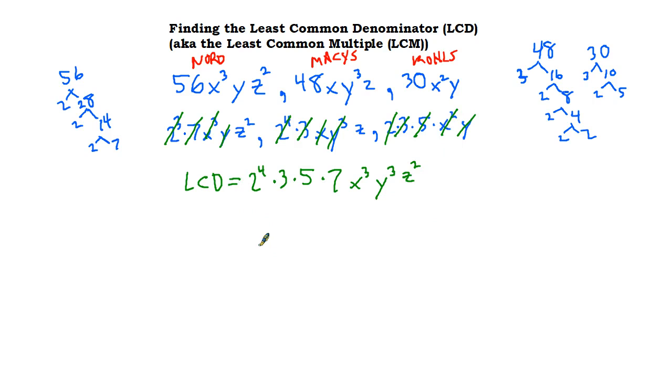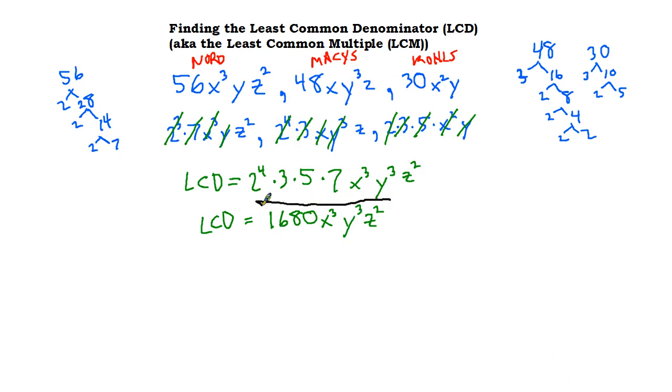We've got everything we need for our LCD. The only thing is we'll simplify by multiplying those numbers together. Okay, and so when we multiply them all together, we get 1,680. And we still have our x cubed, our y cubed, and our z squared. So our final answer will be the LCD is this.